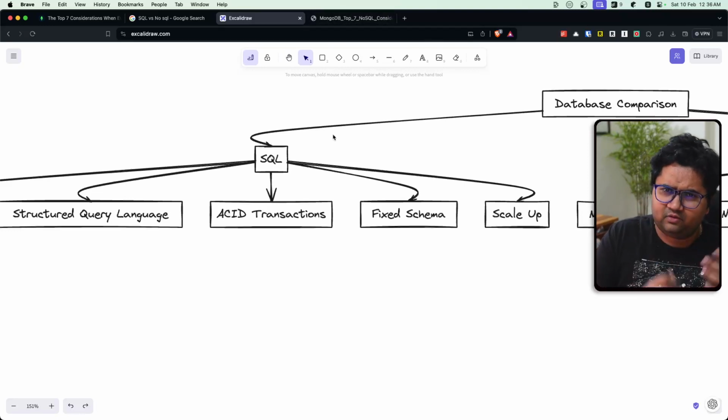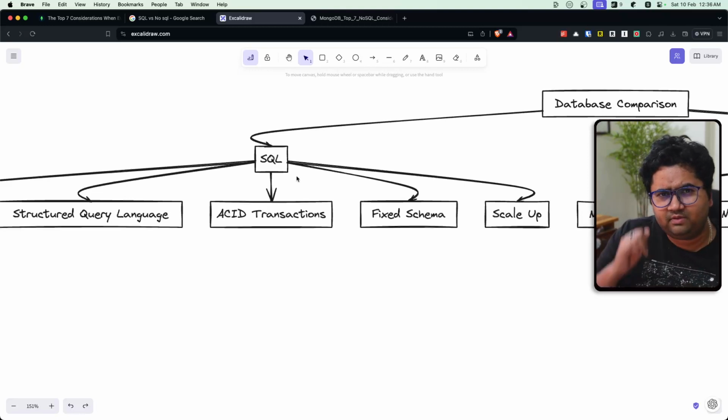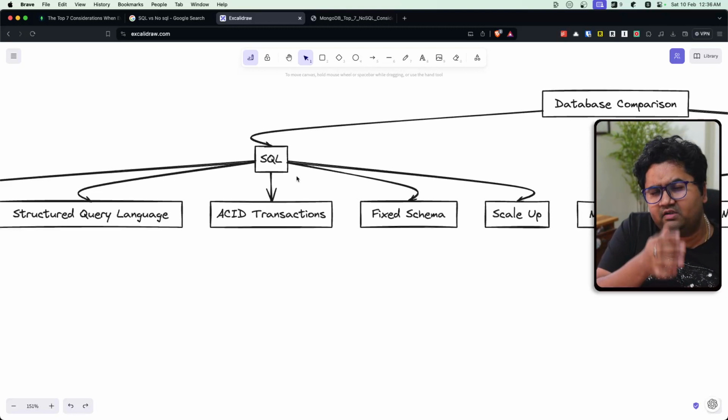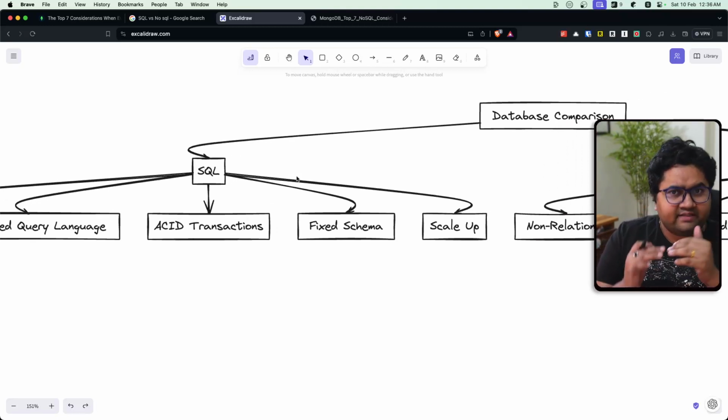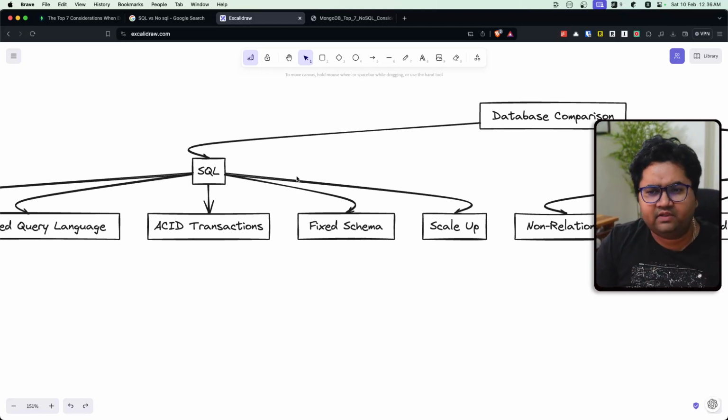Go back and refer to some of your database principles, but this is really one of the key factors that differentiate relational and non-relational databases. They have a fixed schema and they scale up, and scaling up is really more like a vertical scaling.